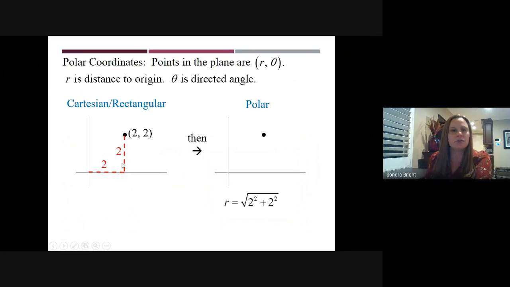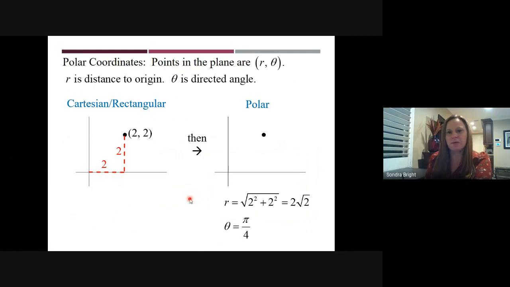And so to find r, you use the Pythagorean theorem, because r is the distance from the origin to that point. That's the hypotenuse there. So you do the square root of x squared plus y squared, and that would give you the radical 8, which is 2 rad 2. So my r is 2 rad 2. And if you remember, when your x and your y values were the same value, that was my favorite angle, 45 degrees, or pi over 4.